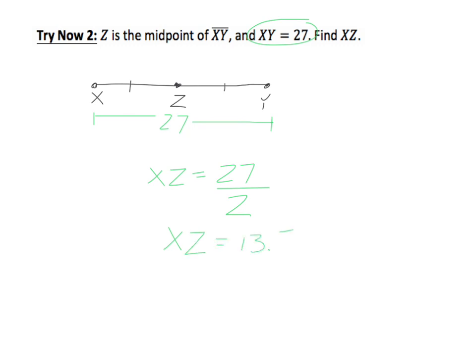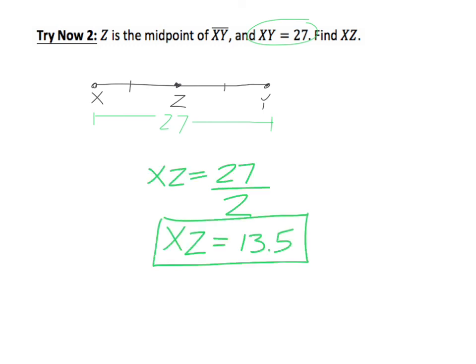So 13.5. And again, that makes sense. If XZ is 13.5, ZY would also be 13.5. And when you add those together, 13.5 plus 13.5, we're back at the 27. So those are kind of the two types of problems that you would have to do using a midpoint.